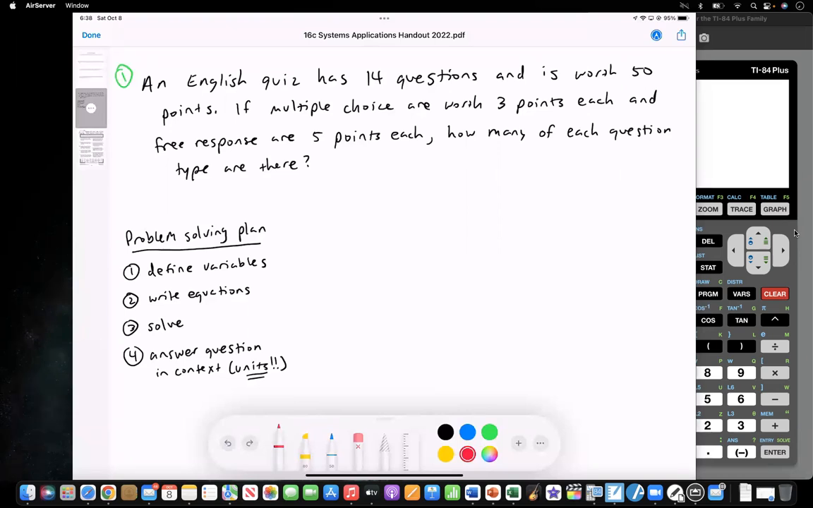Hello everyone. So in this video, we're going to be looking at 3 different word problems with these systems of equations, and we're going to be following our problem solving plan here. So this should be written down along with the solutions to each of the problems. So starting off with this first one, we have an English quiz.